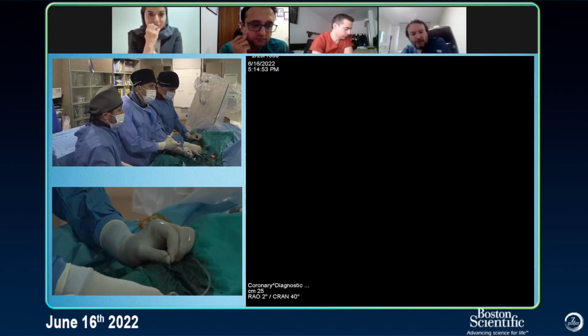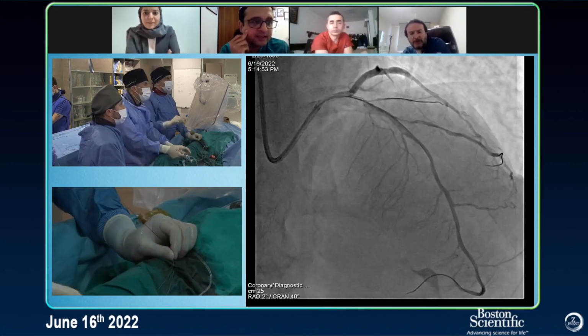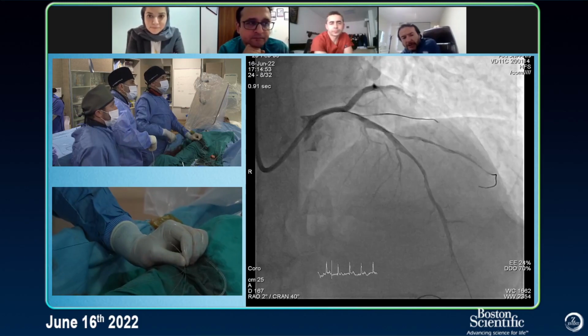I think more proximal we should do it also. You see the proximal part? Yes, it definitely needs modification also. But you see the proximal part.